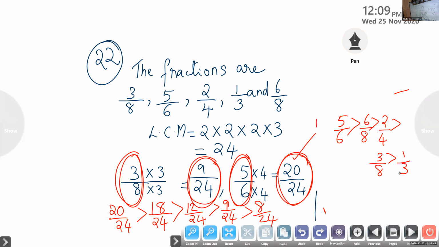Okay, children? Understood? So, how did we make equivalent fractions? By finding the LCM. So, all the denominators became 24. That means they are now like fractions. Now, it is easy to compare the numerators.